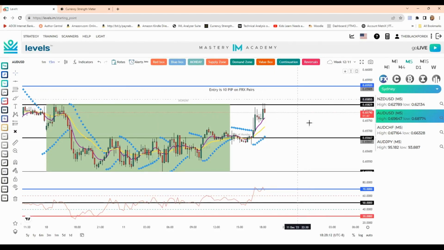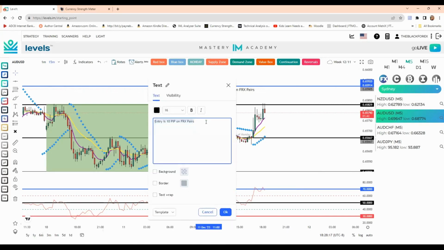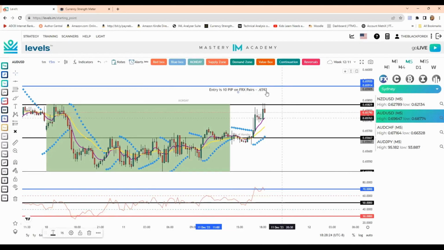Okay, so that's your entry, and I'll put it here so that you can see as well. It's going to be 0.6592. Don't worry about the pipette, which is that last number. Just look at the 4 numbers after the decimal. So entry is going to be 10 pips on the FRX pairs. 0.6592 is where we're looking to get in.